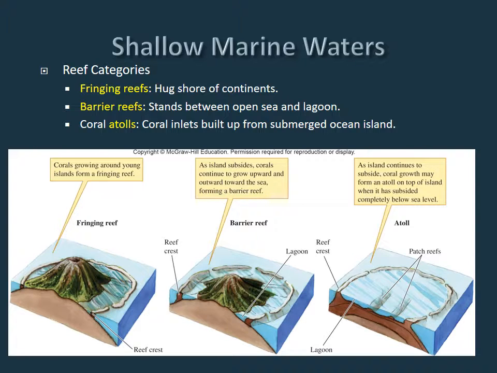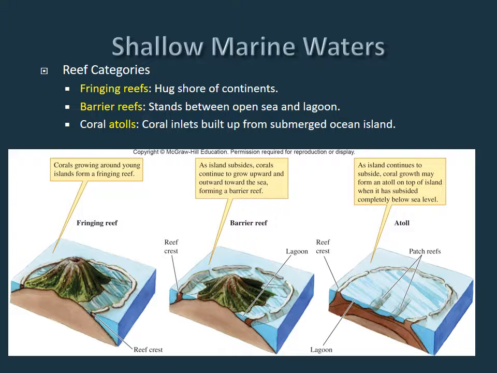We just looked at some features of the ocean. Let's go ahead now and look at some features specific to shallow marine waters. One thing that you can get in shallow marine waters are coral reefs. There are 3 different types of reefs you can see in the pictures here. There are fringing reefs, and these corals grow around young islands. They hug the shores of islands and continents.